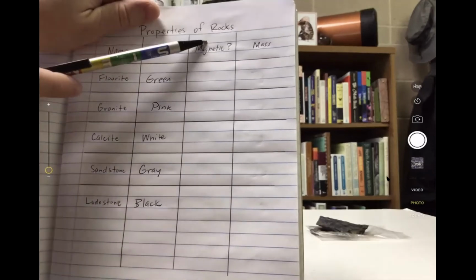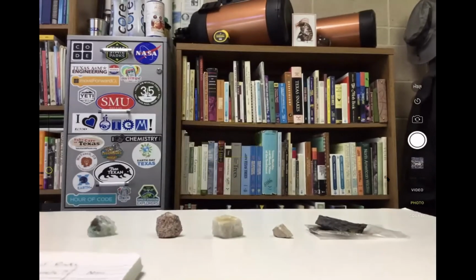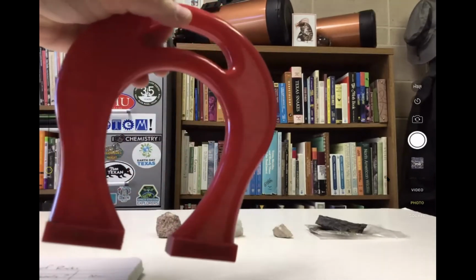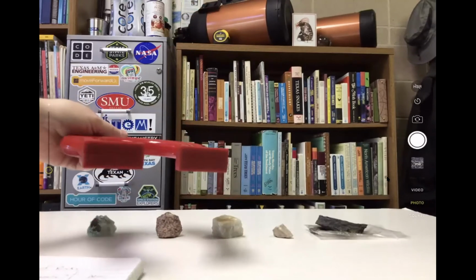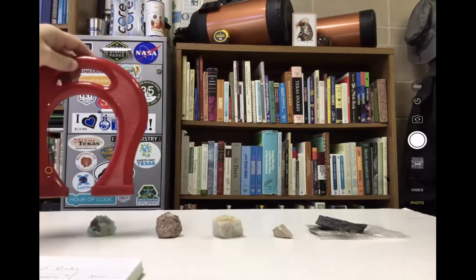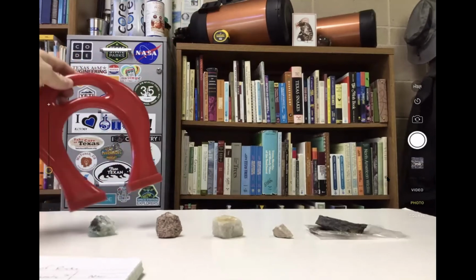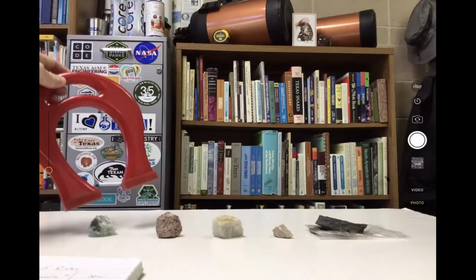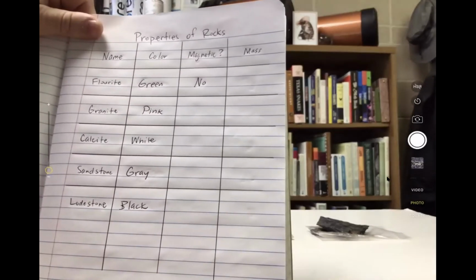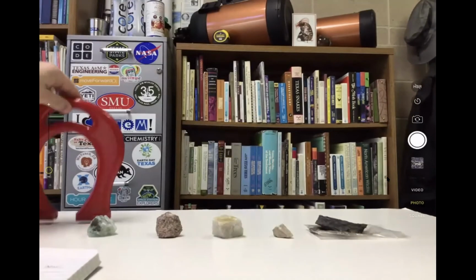Now it's time to check and see if they are attracted to a magnet or not. Or another way to say that is, are they magnetic? So here's my horseshoe magnet that I'm going to use. Sometimes the magnets are exposed on the bottom, but they're inside the plastic. And if I touch the magnet to fluorite, it is not magnetic. So let me write that down. That's a no for fluorite. It is not magnetic.